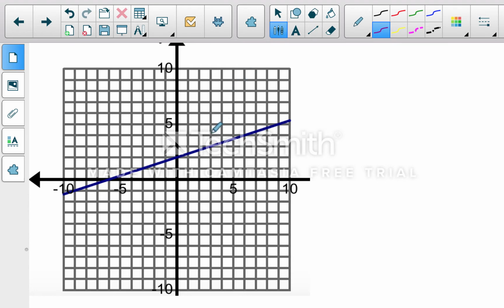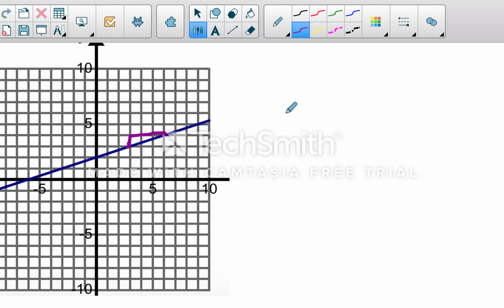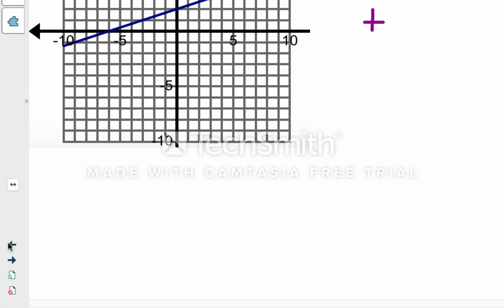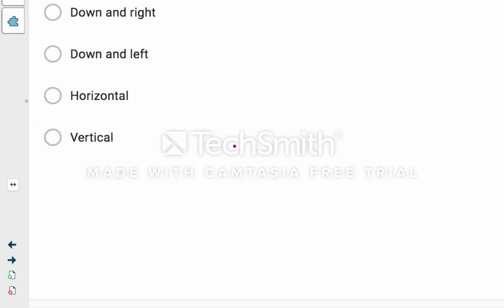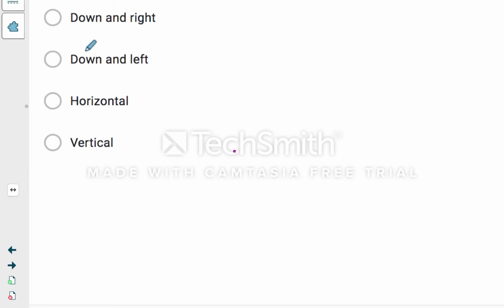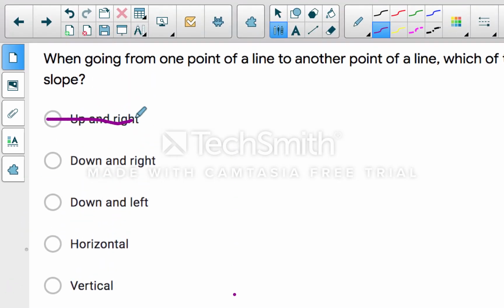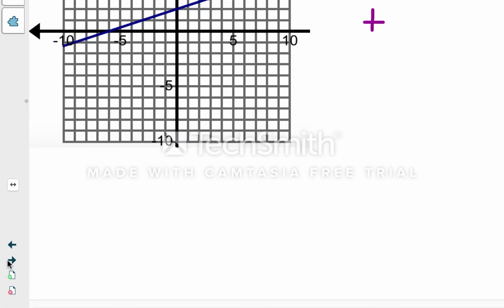So if I look at this right here, let's say I just pick out this point and, I don't know, this point right here. I'm going up and then right. So if I go up, that's a positive. Remember, slope is rise over run. So my rise is positive, and my run is also positive. So a positive over a positive, this would be a positive slope. So to go back to that question, it said, which indicates a negative slope. Well, up and right is actually a positive slope, so that wouldn't be the case.